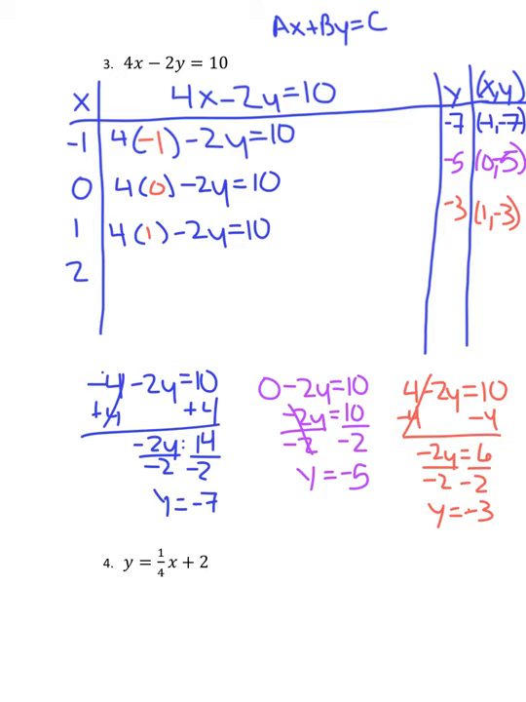And then we've got one last problem. 4 times 2 minus 2y equals 10. All right, I'll do that one in green right next to it. So 4 times 2 is 8. So 8 minus 2y equals 10. All right, subtract 8 from both sides.